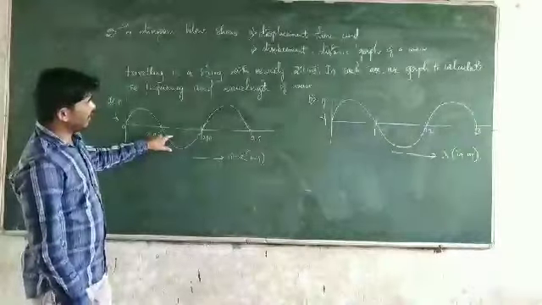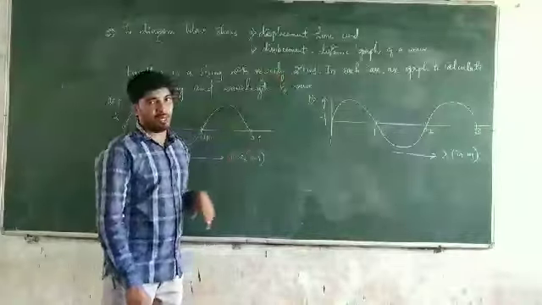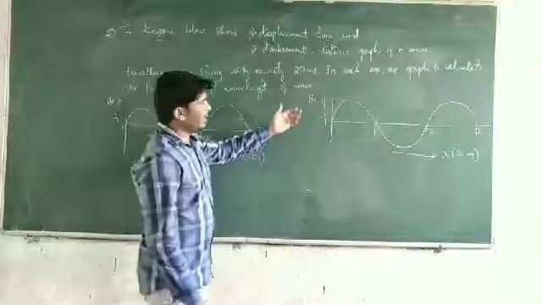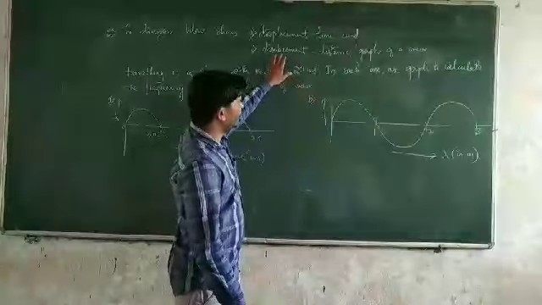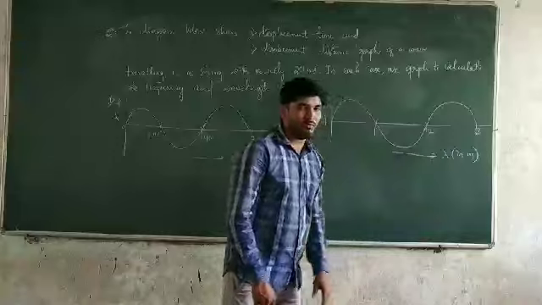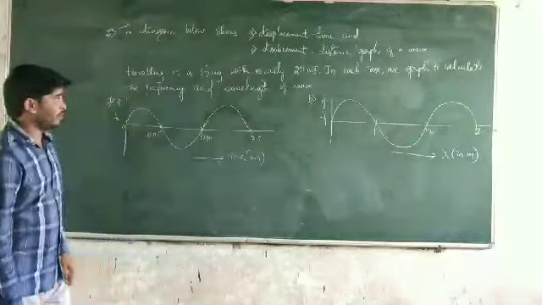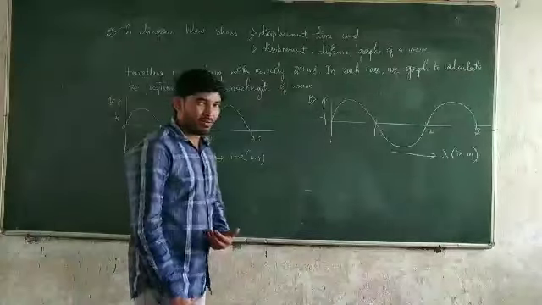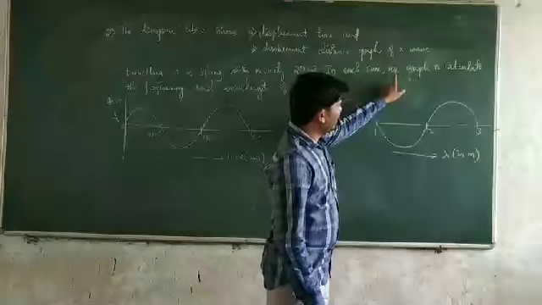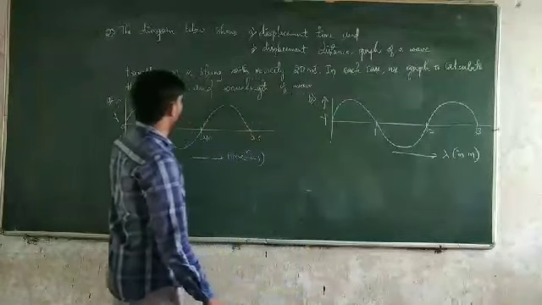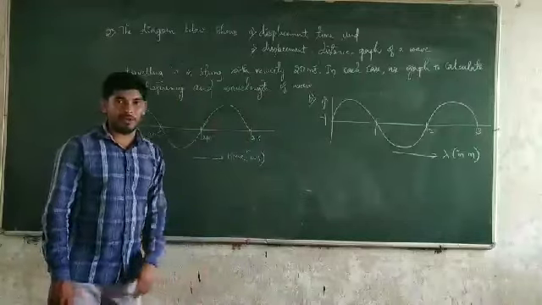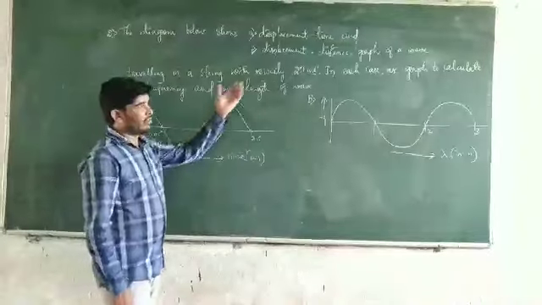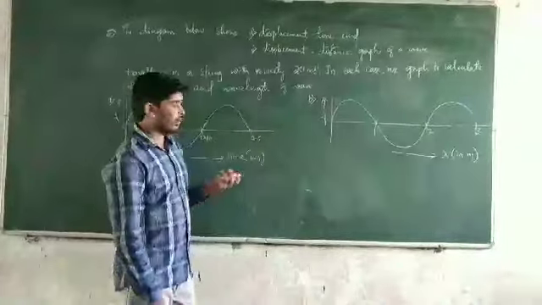The first wave diagram is related to the displacement-time graph. Along the y-axis displacement is taken, along the x-axis time is taken. And in the second wave diagram, along the y-axis displacement and along the x-axis wavelength or distance is taken. By using these two wave diagrams, in each case we should calculate the frequency and wavelength. So what is the wavelength of this wave? What is its frequency? That is what we are going to calculate now.